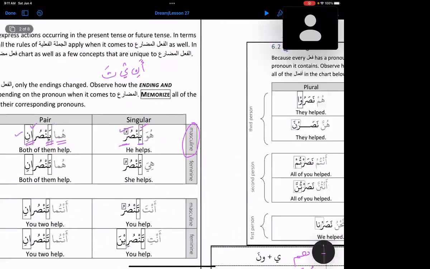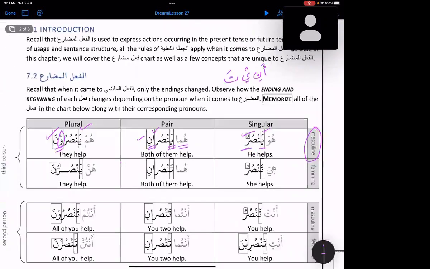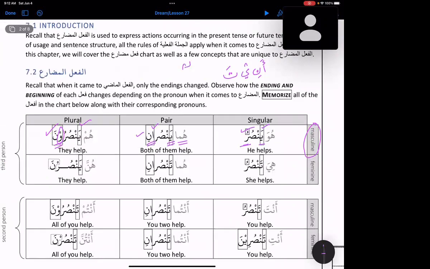Now if I ask you to do daraba, it becomes yadribu. Did you notice that over here, now it is taking kasra before the middle root letter? Changes happen only where? In the middle root letter, nowhere else. The middle root letter sometimes can take fatha, sometimes kasra, and sometimes dhamma. The rest remains the same. So daraba becomes yadribu.